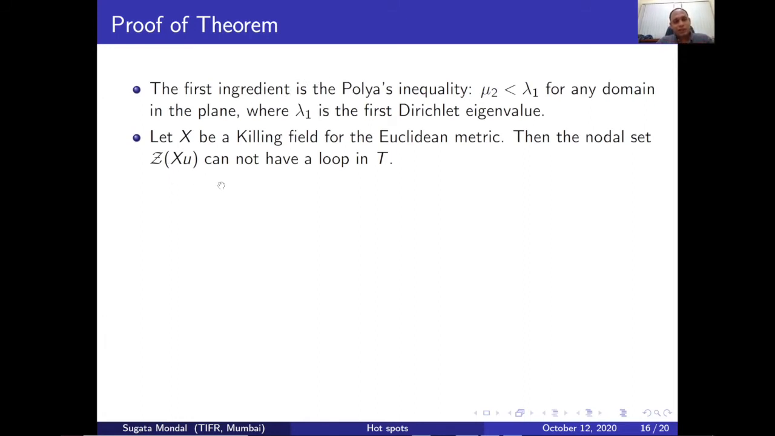What this Pólya's inequality implies is that if you now look at the nodal set of this new function Xu, then that cannot have any loop in the triangle. Now, let me just give you an idea how to see that.